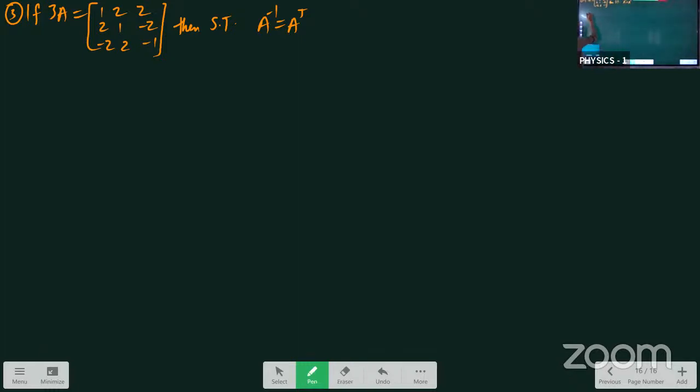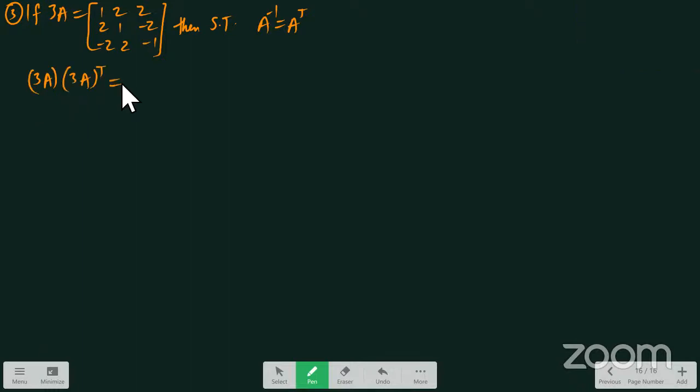So I can't take A subject. I can't make A subject here, because if I make A subject, 3 will divide each element. So it will be a complex multiplication. Every element will be in fraction. So don't do that. What I will do first here is, I will multiply 3A. So first check 3A into 3A transpose. First I will multiply these two. Okay. So what will be the answer? So before this, first check what is 3A transpose value. 3 into A whole transpose value.